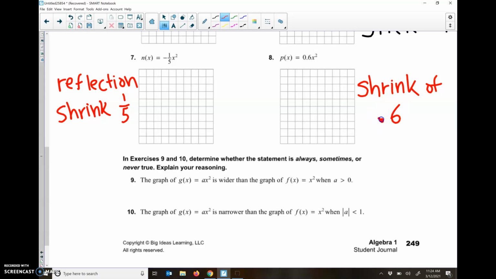So remember, if it's greater than 1, it's going to be a stretch. If it's lower than 1, it's going to be a shrink. Otherwise, all the stuff is pretty much the same with the vertex and axis of symmetry. So I hope this video helped remember some of those things that we learned in a previous chapter.